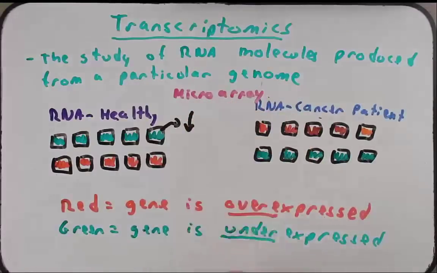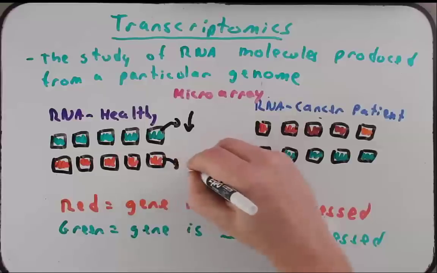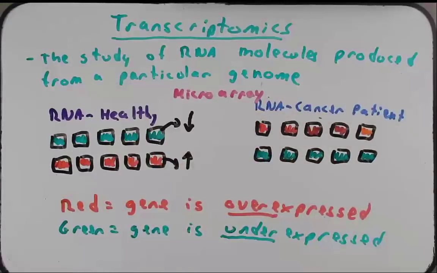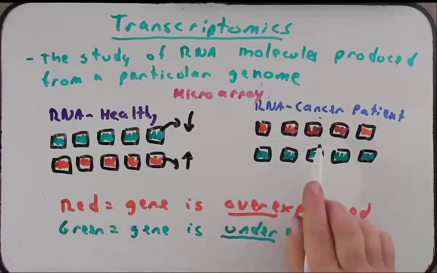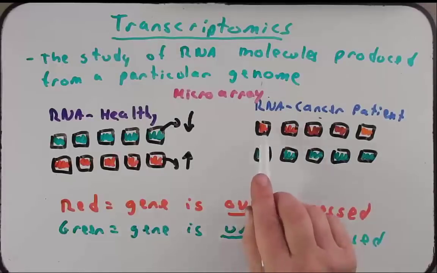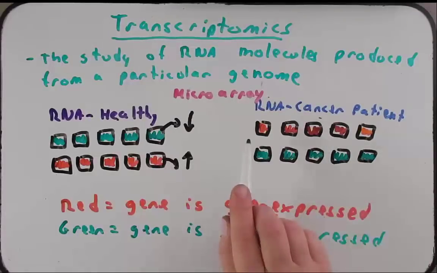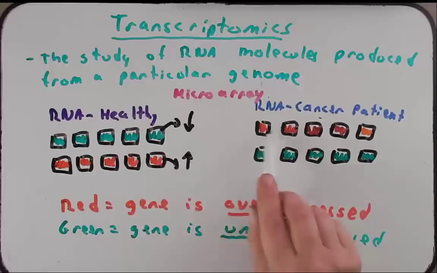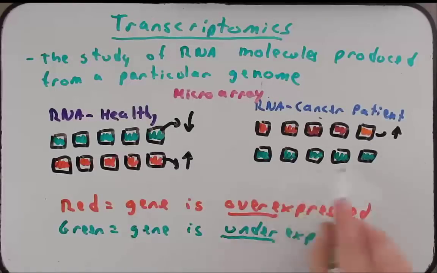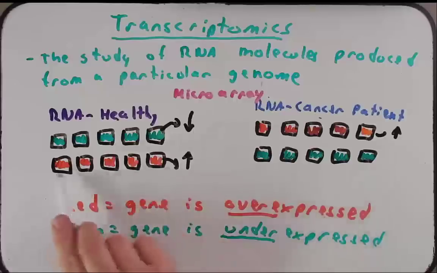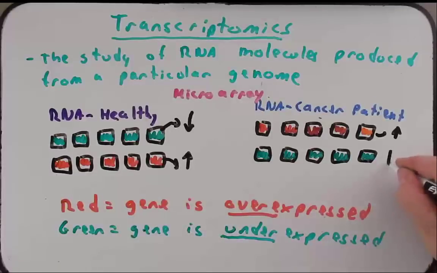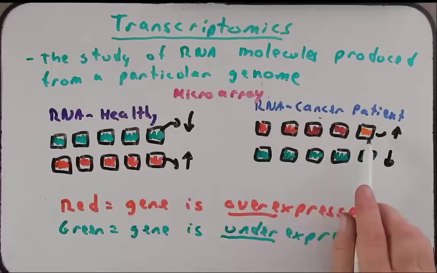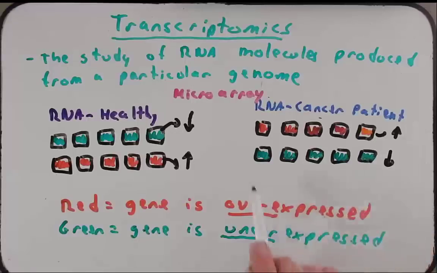I'm just going to draw a down arrow, whereas this particular gene is overexpressed, with an up arrow. But what we can do now is compare this with the cancer patient. We can say that these genes here are normally underexpressed, but now they're being overexpressed. And these genes here are normally overexpressed because of the red, but now they're underexpressed. This could lead us to understanding important cancer genes.